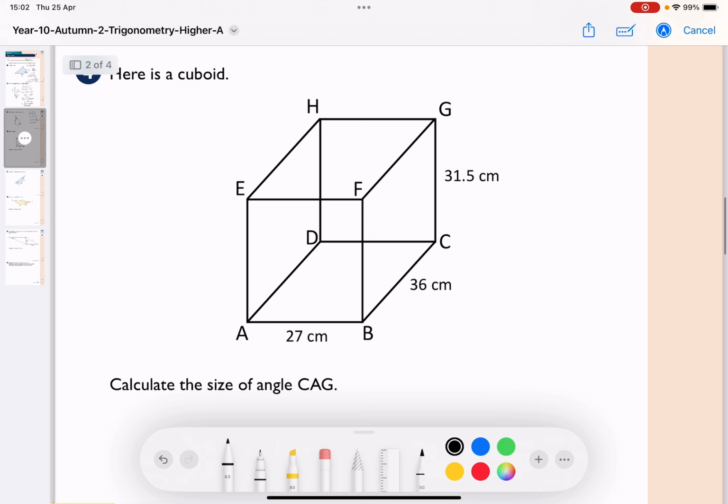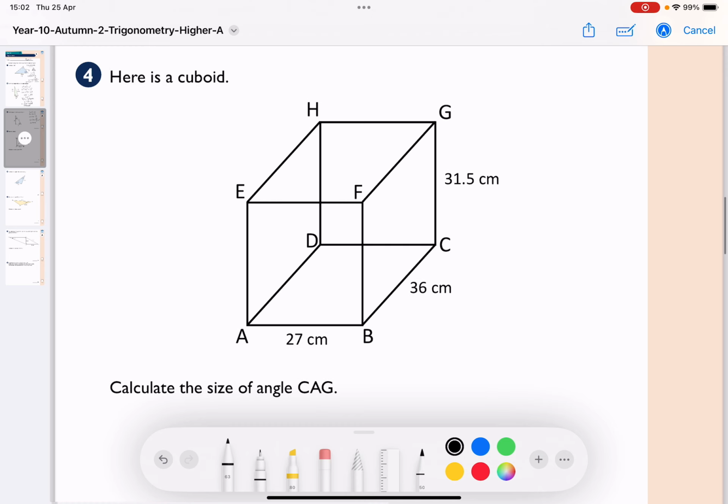Right, next question. Here is a cuboid. Calculate the size of angle CAG. So first of all, let's get a different colour so I can see it. C to A is that red line there, and then A to G is up to there. So what I've got to do is find the angle in here, which is X.